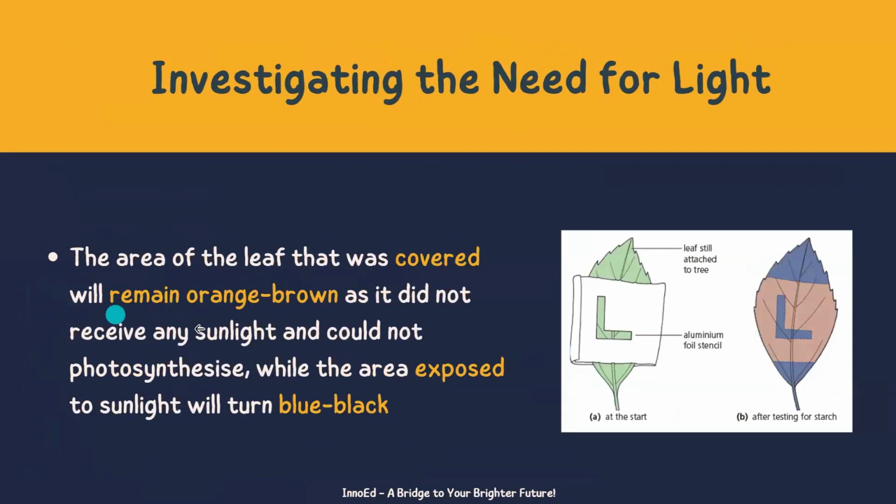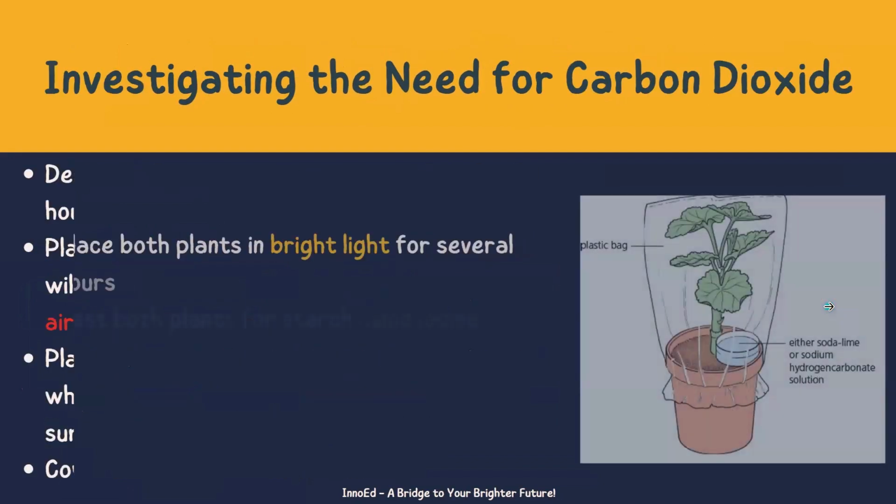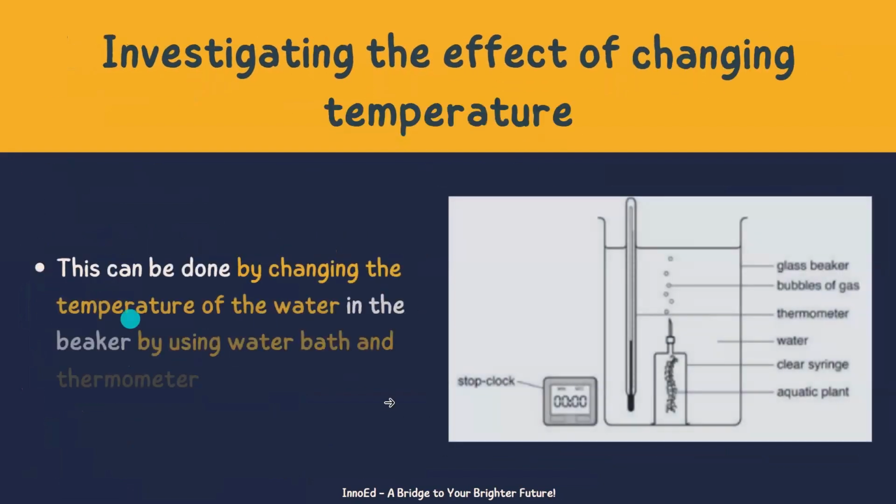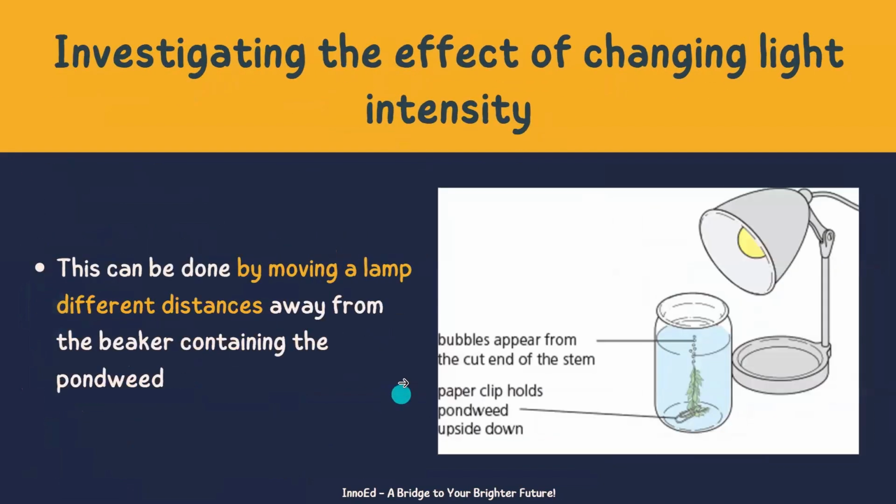This is the first one. Here, we use the presence of starch as evidence that the plant is doing photosynthesis. This is the second one. Here, we use the release of bubbles, the number of bubbles released from the cut stem of the pondweed, as evidence.